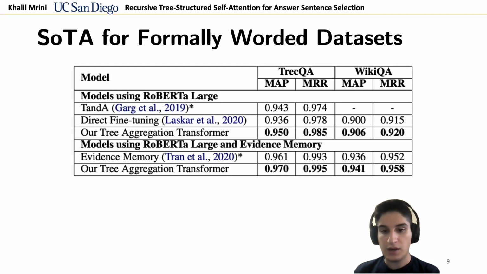Results on the TREC-QA and WikiQA show that tree structures perform well in formally worded texts, and set a new state of the art in both datasets. And the performance is robust and consistent across RoBERTa and BERT. BERT results are in the paper.